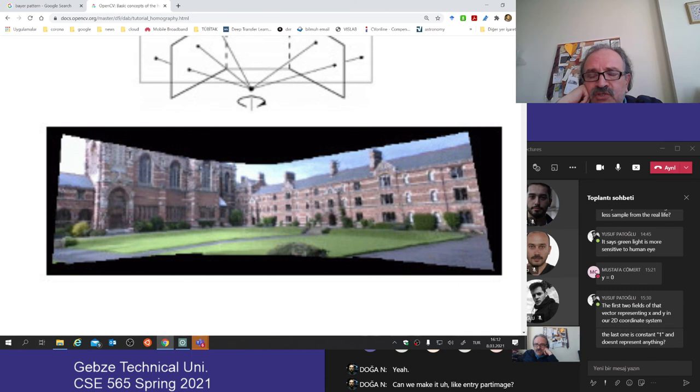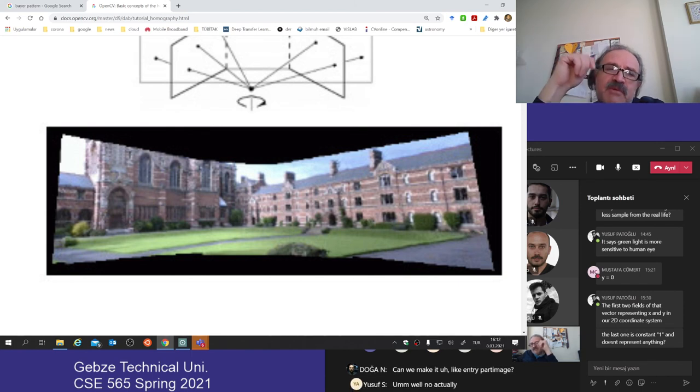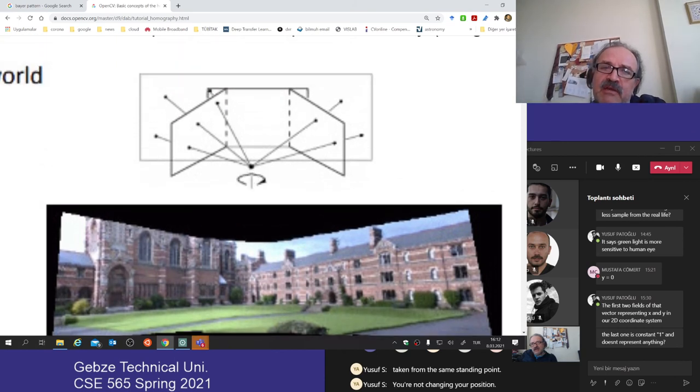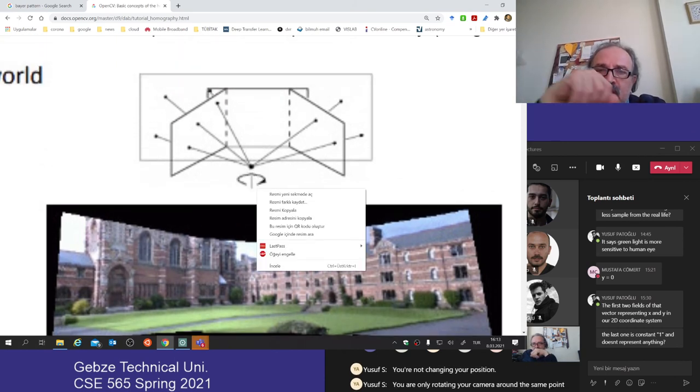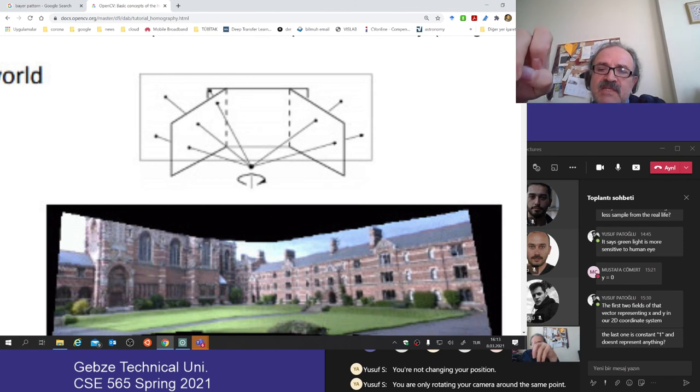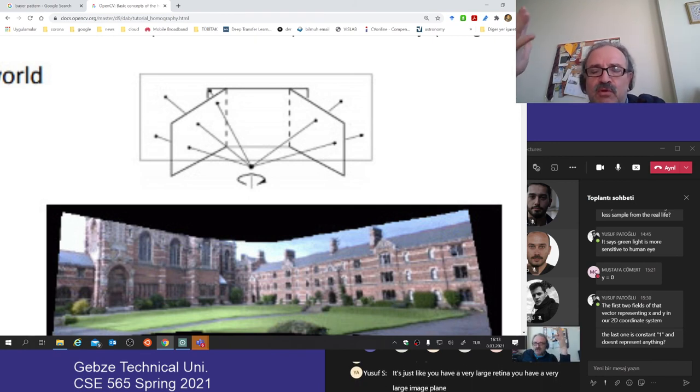No, actually, all these images are supposed to be taken from the same standing point. You are not changing your position. You are only rotating your camera around the same point. Your central projection of the camera doesn't change. It is like you have a very large retina. You have a very large image plane, but in fact you don't.